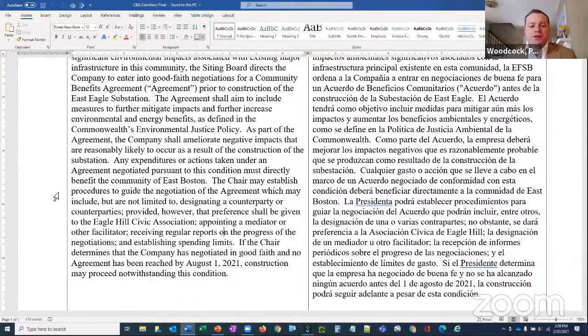Okay, I just wanted to clarify that the EFSB staff is comfortable with this approach and that the chair has visibility in the negotiations to make that determination.